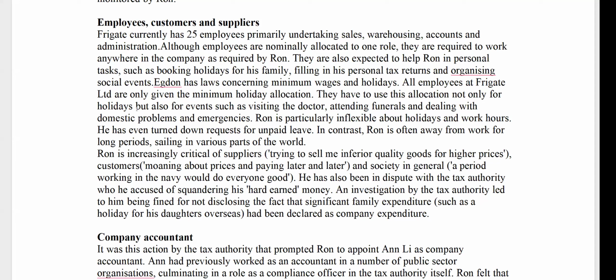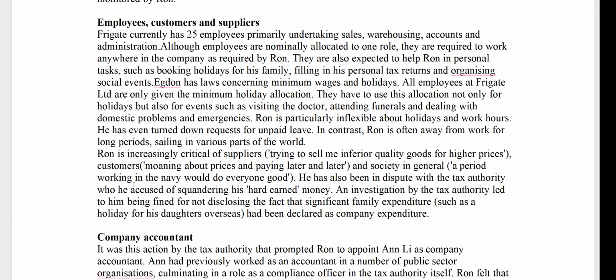Let me take the brackets off. It says Ron is increasingly critical of suppliers. That means this is how Ron thinks: the suppliers are trying to sell him inferior quality goods for higher prices. Customers are always complaining about his prices. They want to be paying later and later. And the society, are you getting it?